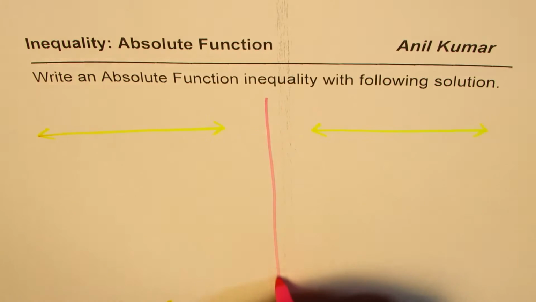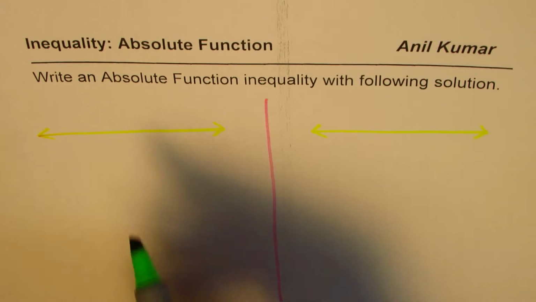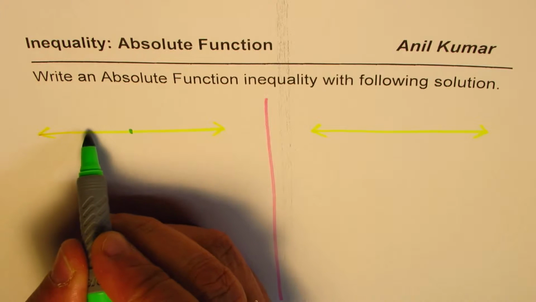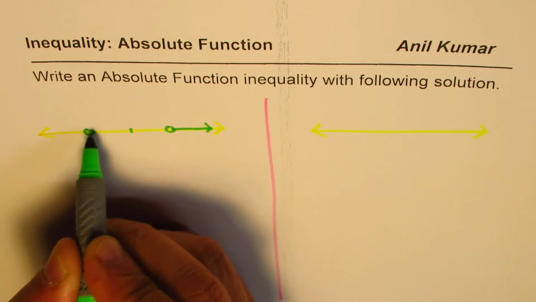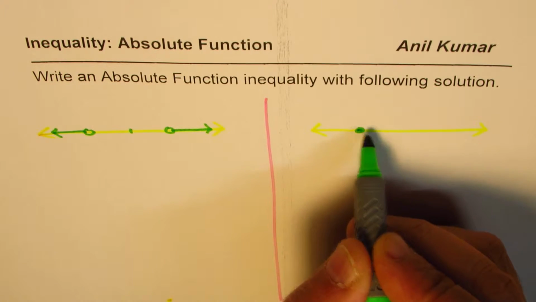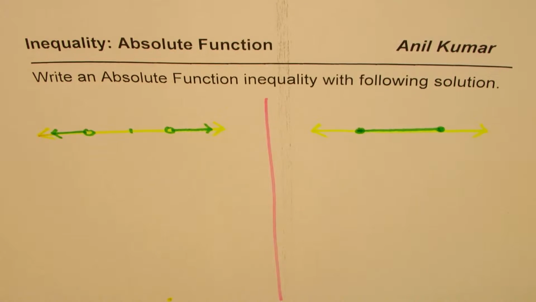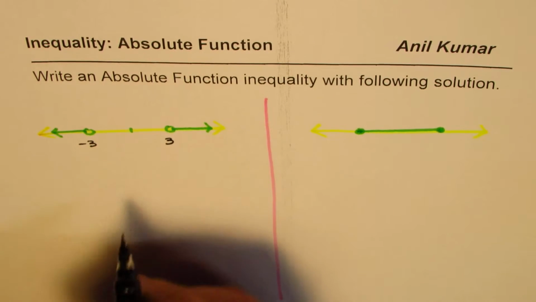Let me just divide this page into two. On this number line, we'll have two kinds of inequalities. One we'll have with greater than, and in one we'll say within a limit. Let's fill in these circles. Okay, so let's say these are the inequalities. Let me write down the numbers here. Let us say this is minus 3 and this is 3.